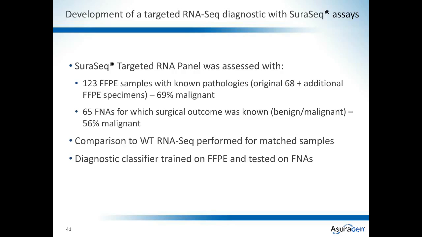After performing the targeted RNAseq assay on both of these cohorts, we applied two different types of analyses. First, we looked at the comparison of whole transcriptome RNAseq with matched samples for targeted RNAseq to ensure that there was good analytical concordance between the discovery and the clinical assay. Secondly, we looked at the diagnostic classifiers that we could build from the targeted RNAseq data, looking at classifiers built on FFPE samples and then tested on FNAs.